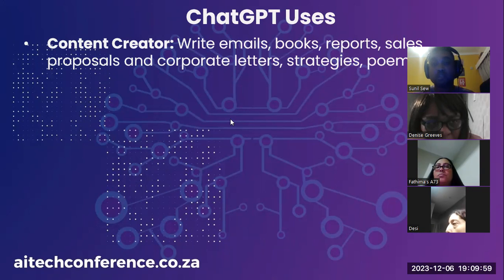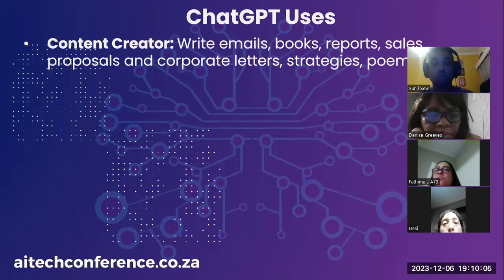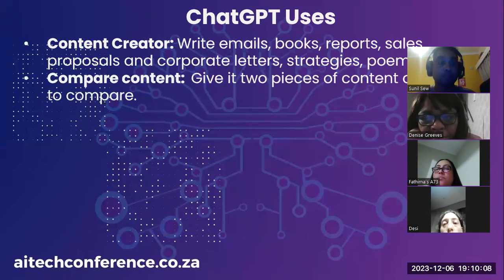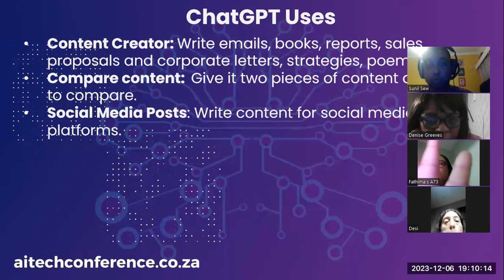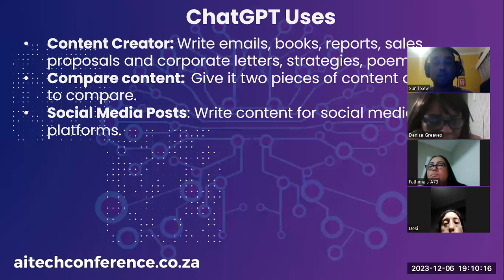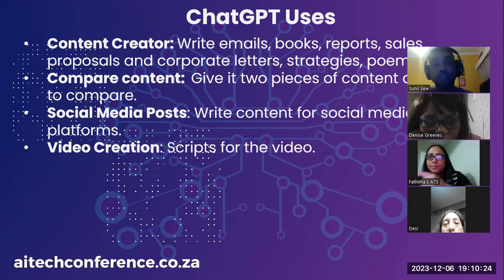So the uses of ChatGPT. ChatGPT is a content creator. Write emails, books, reports, sales proposals, corporate letters, and strategies using ChatGPT. Compare content: you can give two pieces of content and compare them. It can create social media posts for you. So if ever you've had a blank screen, or writer's block or stage fright, ChatGPT gives you something to work with. Video creation, as I said to you earlier, I created videos with it.